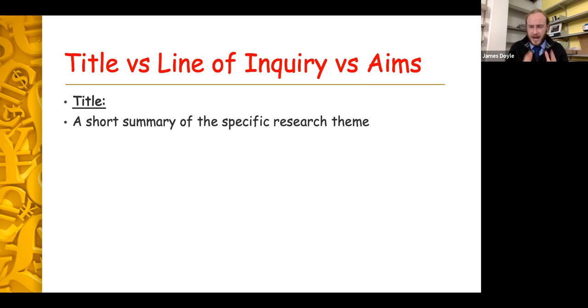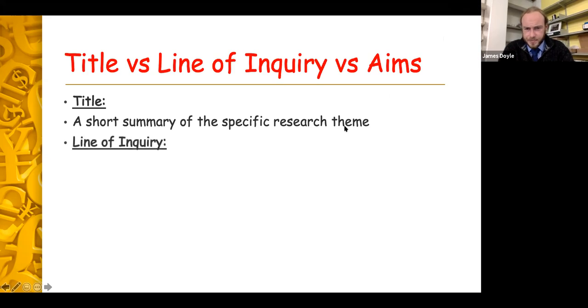Now it's the time, if they haven't already, to start refining the title, your line of inquiry, and your aims, to make sure that you're filling in your introduction properly and that you're meeting your conclusion very clearly and properly as well. So what we're saying here is that the title is a short summary of the specific research theme. It's your general insight, your overview of what you're looking at. To make your title effective, it wants to be very distinct and clear. You're better off to give a very focused and specific title.